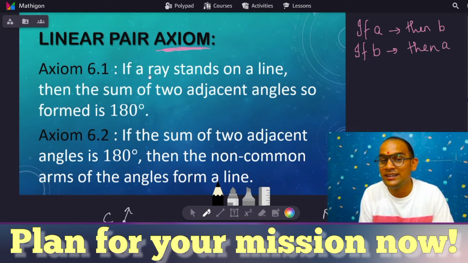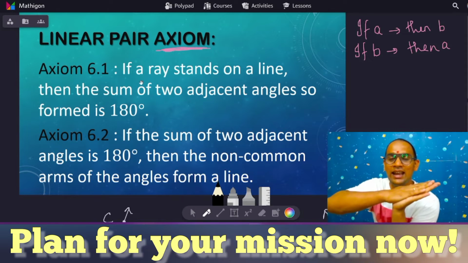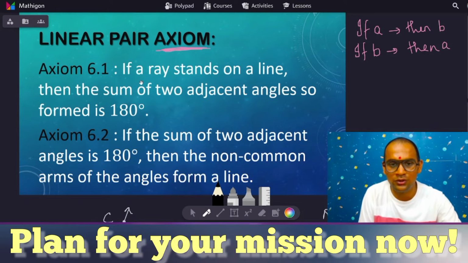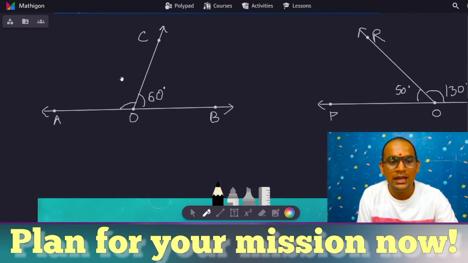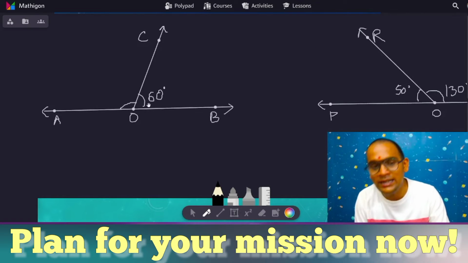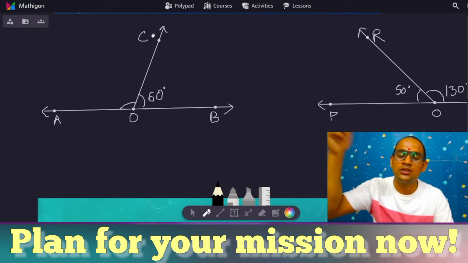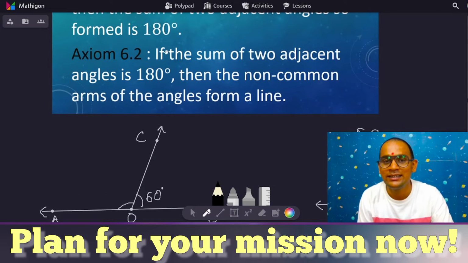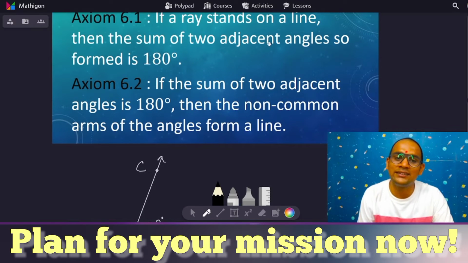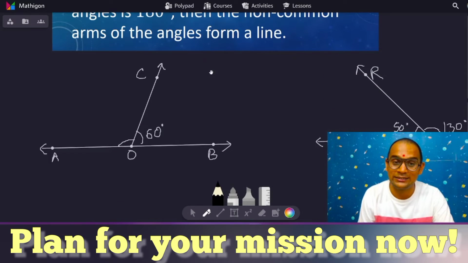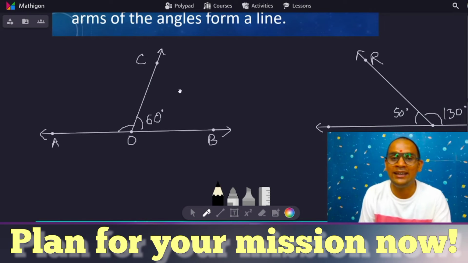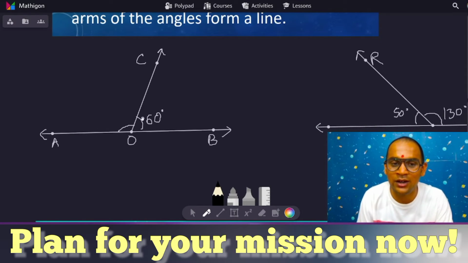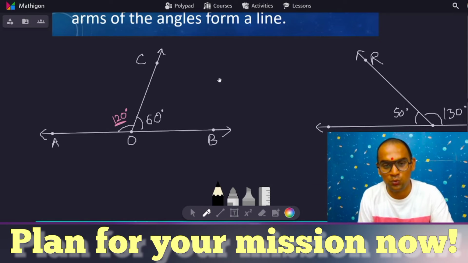Over here it states, if a ray stands on a line. The given condition is that there is a line and a ray standing on it. I will show you the figure, then you'll understand it better. Now AOB is the line, and OC is the ray which is standing on it. Then the sum of the two adjacent angles so formed is 180 degrees. Here, the result is the angles formed. If this angle is 60 degrees, then this angle must be 120 degrees. That is what axiom 6.1 says.